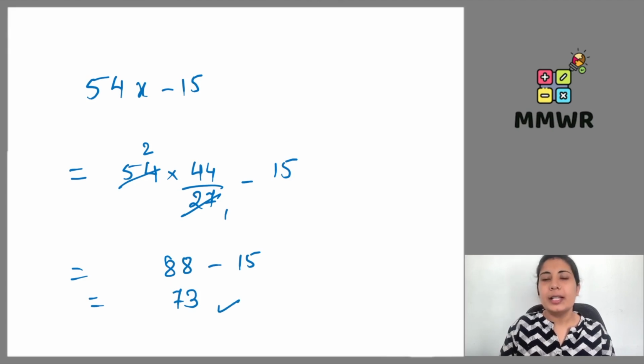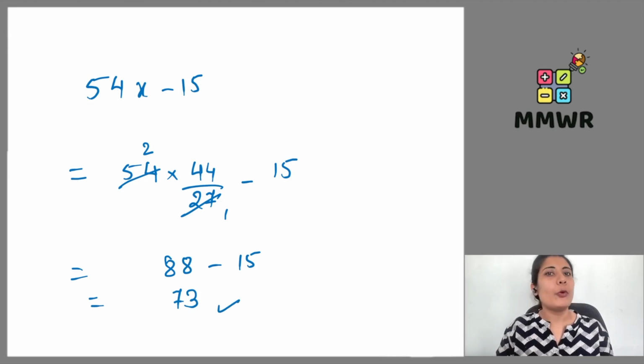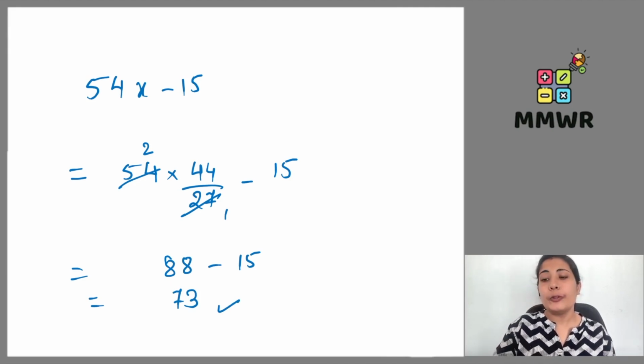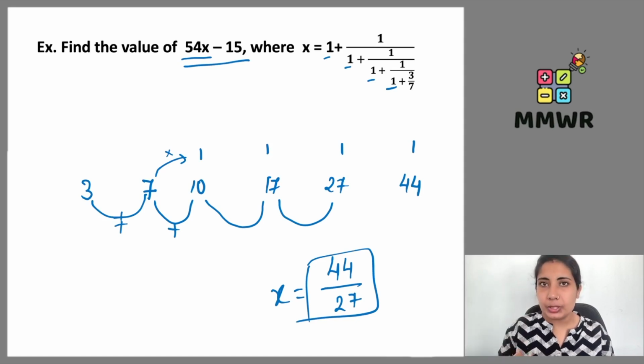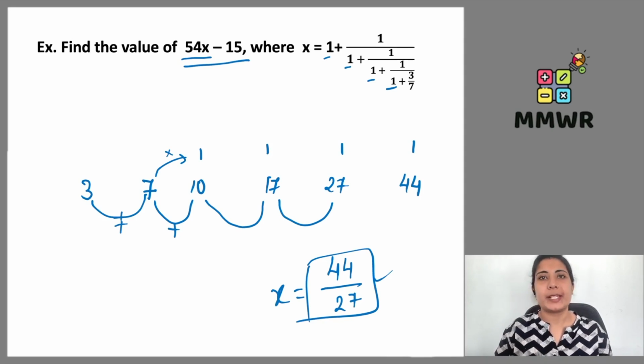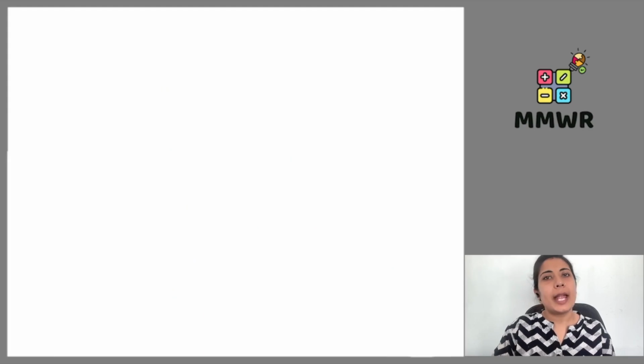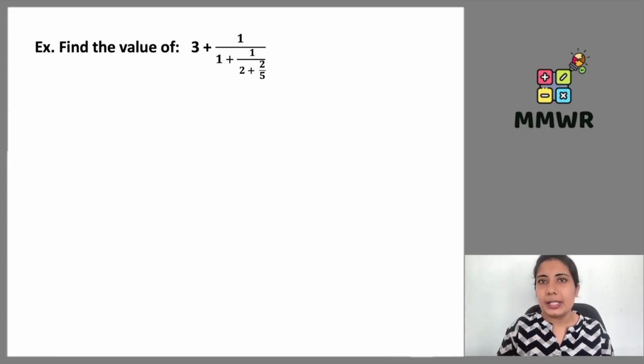88 minus 15 is going to give me 73. What will be the answer? So we got the value of 54x minus 15, which is 73, where the value for x was a continued fraction. After simplifying this continued fraction, we got here 44 upon 27. So isn't it interesting one? Of course it is. The shortcut method is the time savior for us. We don't have to do it on many pages with a lot of time. Of course our time will be saved. So just do try this method and do let me know whether you are understanding it or not.